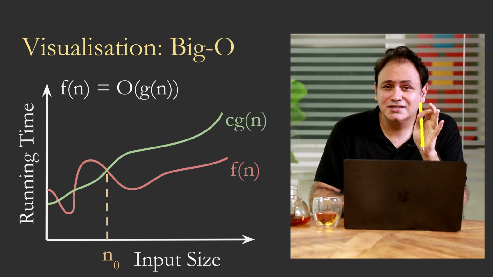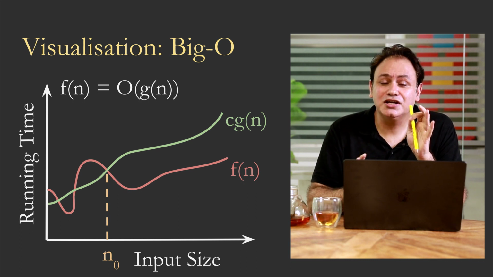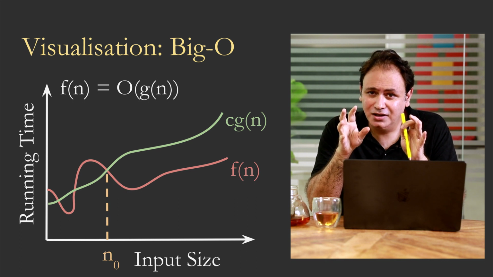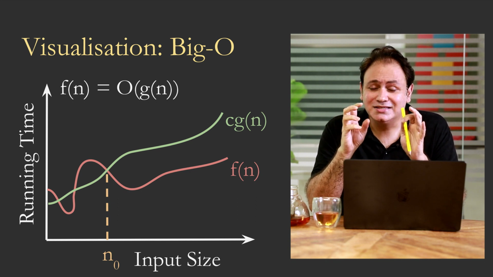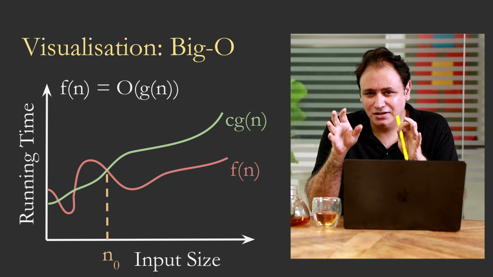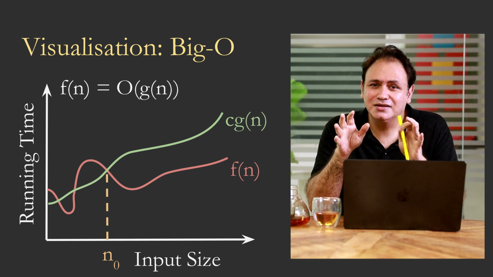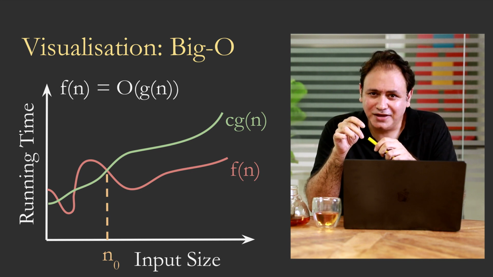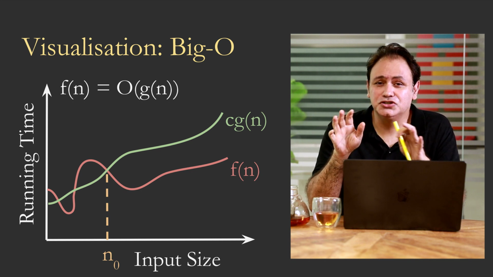So there exists an n naught such that for all n greater than or equal to n naught, f of n is less than or equal to c times g of n. And if that is the case, as is apparent in the plot, then we say that f of n is order g of n.